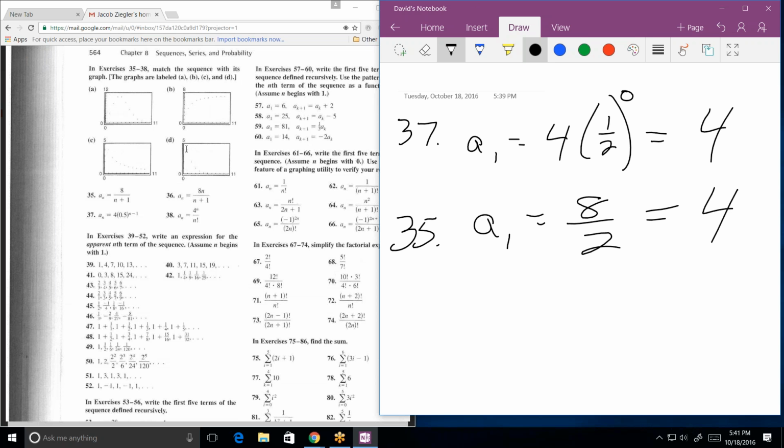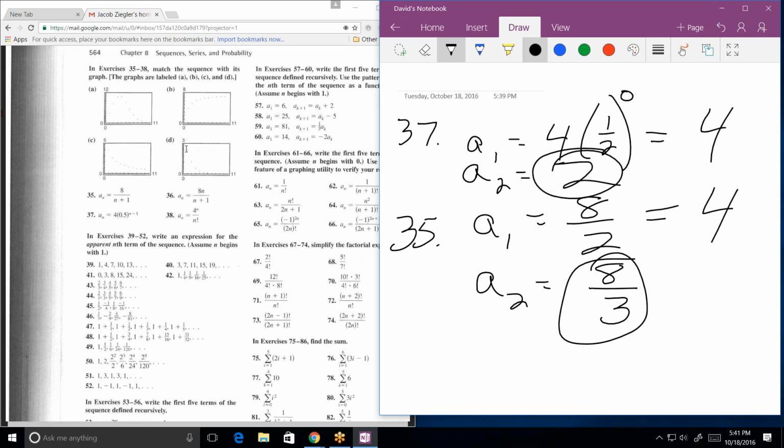So we have to try a sub 2. In 37, what's a sub 2 equal to? Let's see. That would just be 2. Whereas for 35, a sub 2 equals 8/3. More than 2.